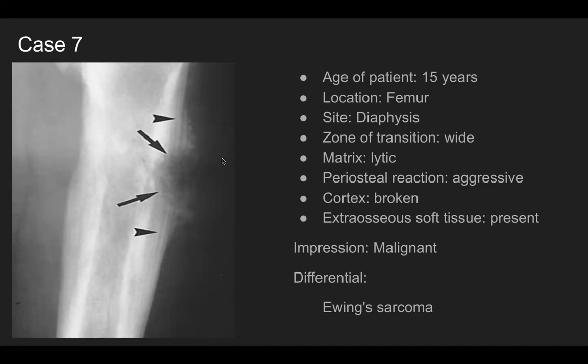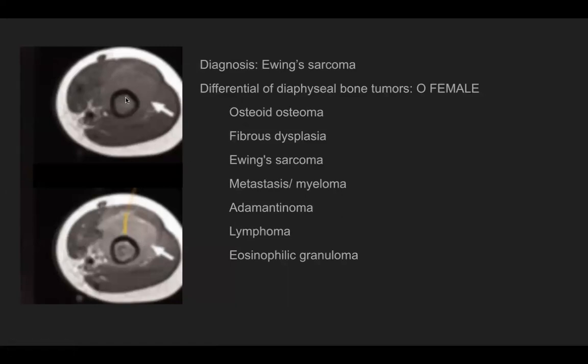The tumor involving the diaphysis in the 10 to 25-year age group is Ewing sarcoma. So in MRI, we can see the tumor. There's a large extraosseous soft tissue component. Whenever you see a large extraosseous soft tissue component, always think of a primary bone tumor.